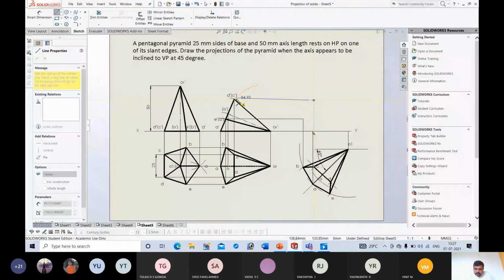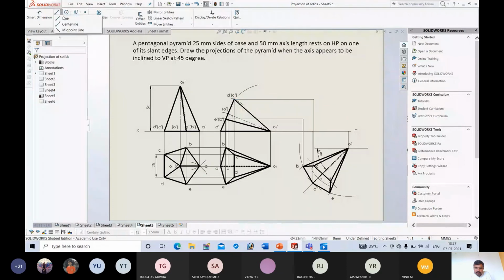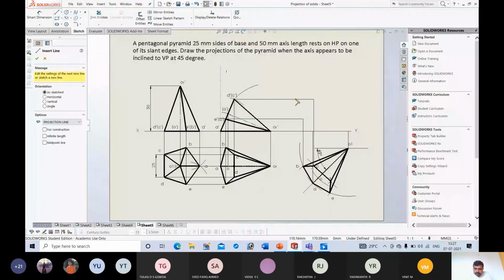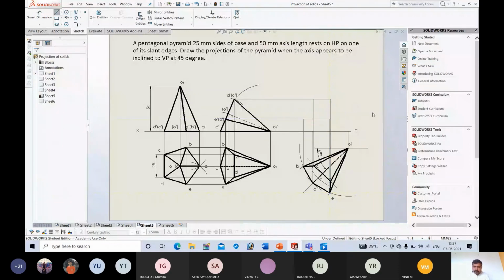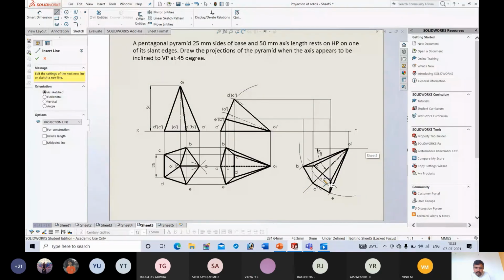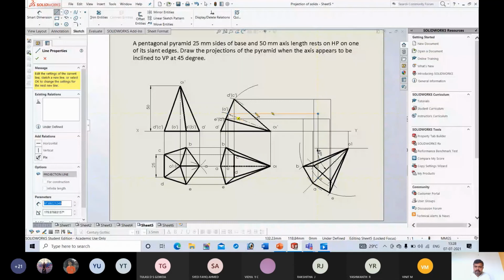Okay, next D. Next E. Next axis O. Okay, after projecting points, so I will name them.